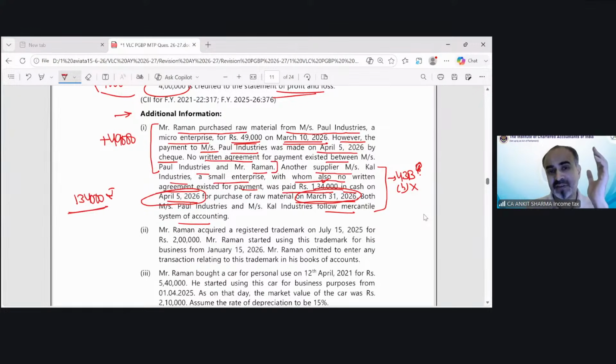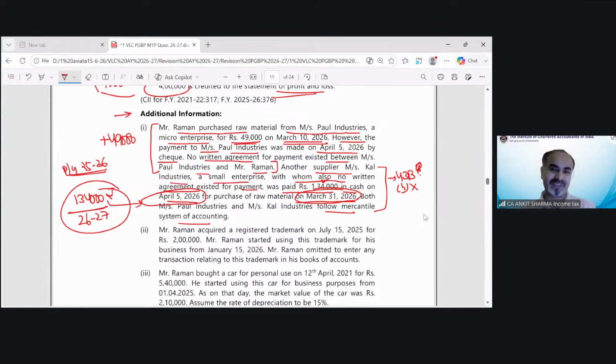But wait a minute. The payment is not done in my financial year. Our previous year is 25-26, and this payment has been made in 26-27. Can you see this? How interesting is this? In 90% of cases, whenever you read this point, the majority of students will think, okay, this is a cash payment, let's disallow it. But the date is very relevant.